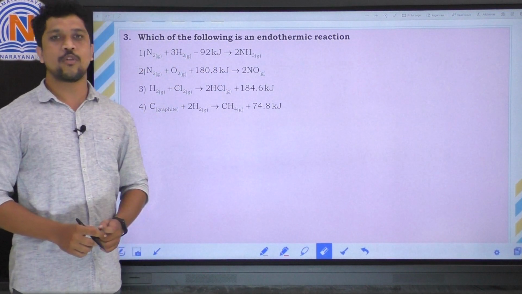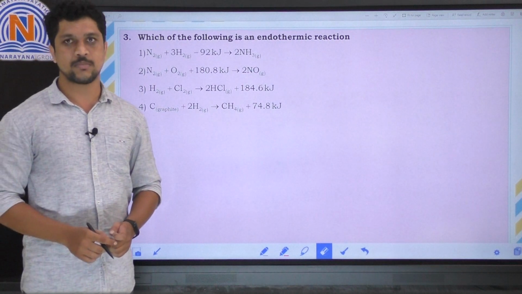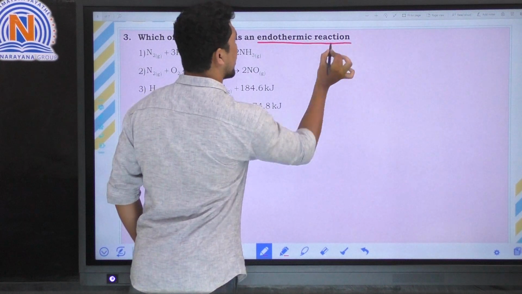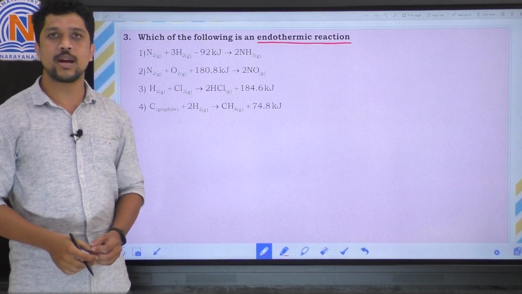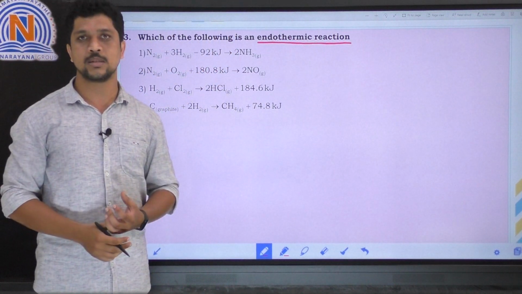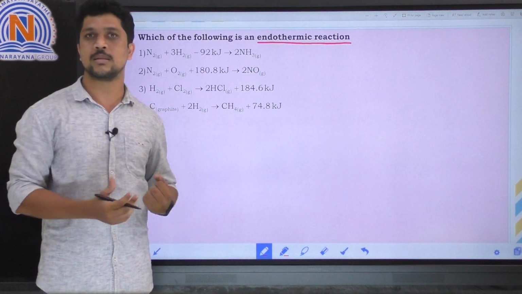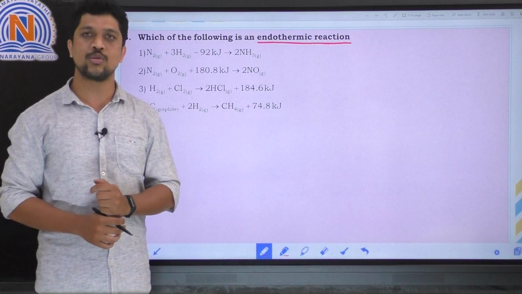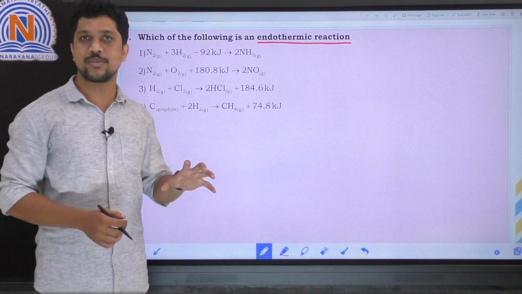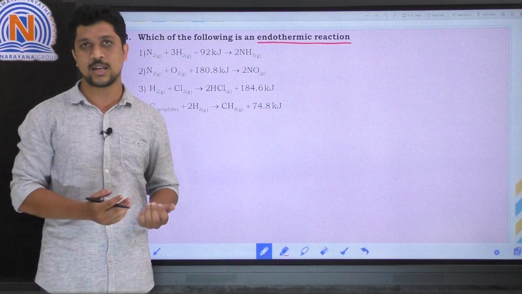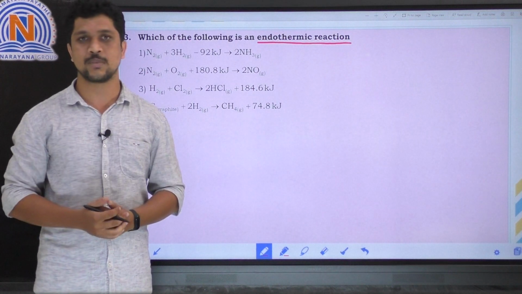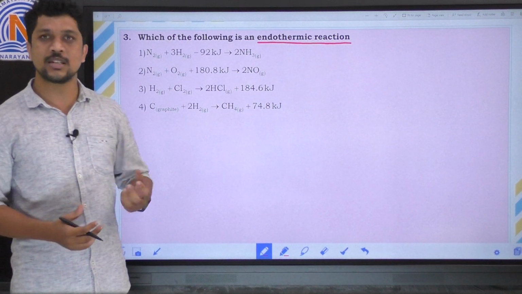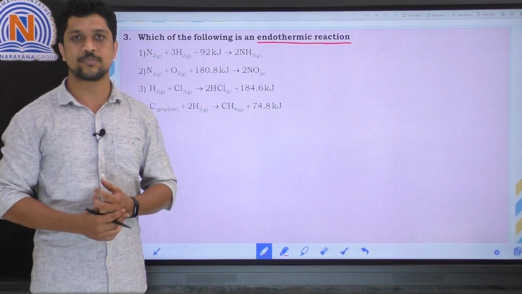Here the question: which of the following is an endothermic reaction, right? So what is an endothermic reaction? In a chemical reaction, when heat is absorbed by the system from the surroundings, that reaction is called an endothermic reaction, right? So in this reaction, the reactants will absorb the heat and release the products, right? So for absorbance, the sign for the energy is positive, right?